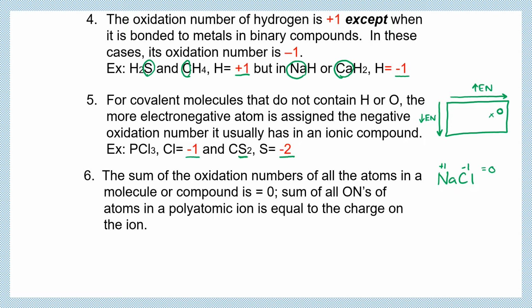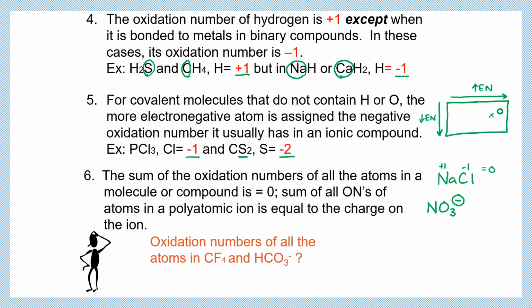Then, when we take a look at a polyatomic ion, for example, nitrate, it has an overall -1 charge. And if we were to determine the oxidation numbers for each of the atoms there, we know that the charges must add up to -1. So let's take a look at examples here, y'all. We have oxidation numbers of all the atoms in CF4 and HCO3 negative.